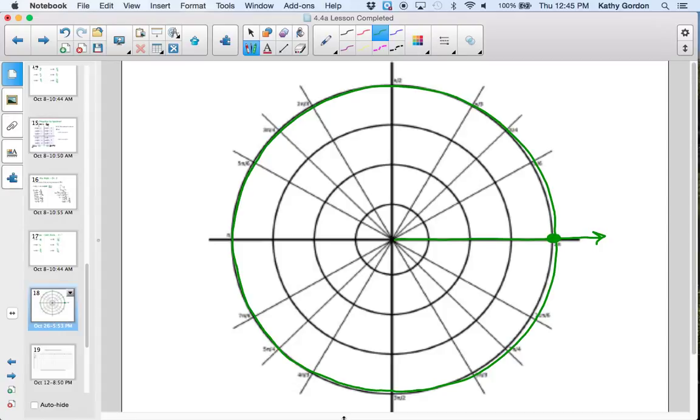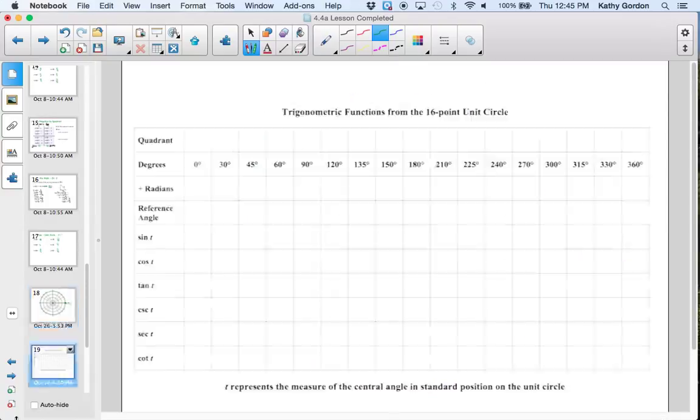All right, so what is the ordered pair of this point right here? 1, 0. So what is the sine of that angle? 0. What is the cosine of that angle? 1. Right? My x coordinate gives me cosine, my y coordinate gives me sine. Boom. End of story. So on the table on the back side of your unit circle, go ahead and fill in for 0 degrees that we get a sine of 0 and a cosine of 1.